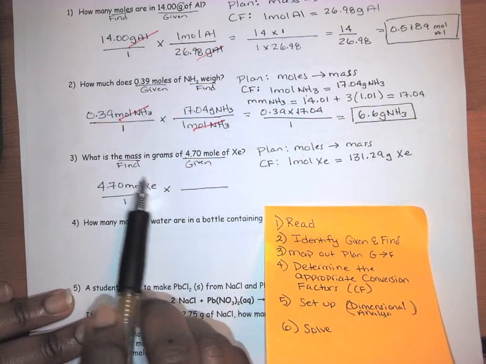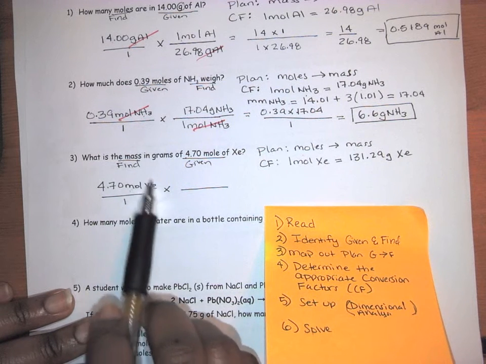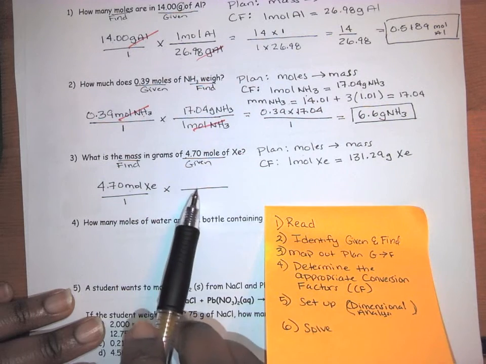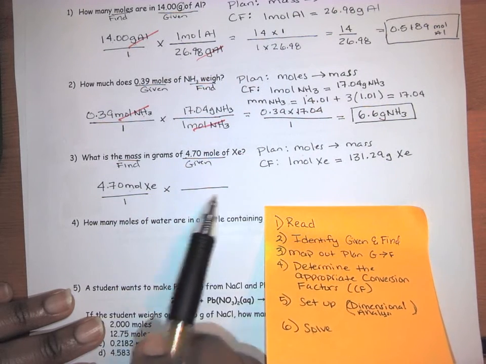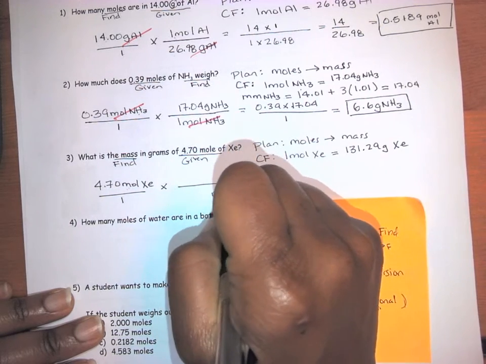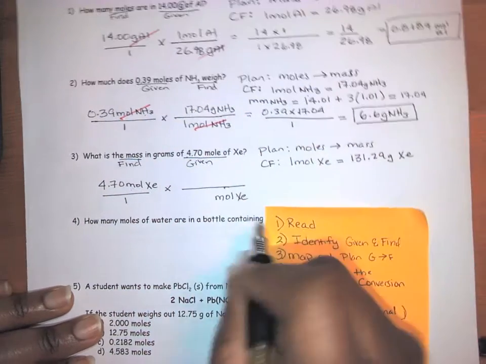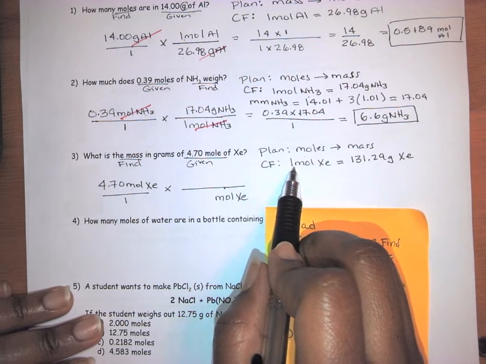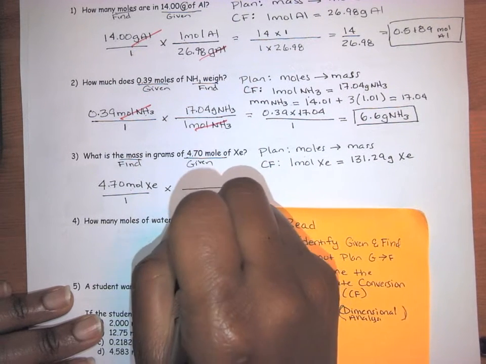In this case, since I'm given the units of moles of xenon and I don't want to keep that, that means that in my conversion factor, I need that unit to be opposite. So I need it to be in the bottom so it can cancel out, because I do not want to keep that. So moles of xenon. Now the value I'm going to get from my conversion factor, the number in front of moles of xenon, is 1.